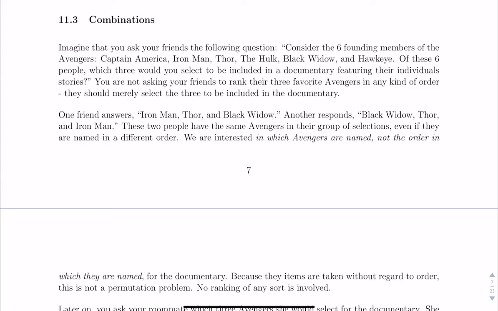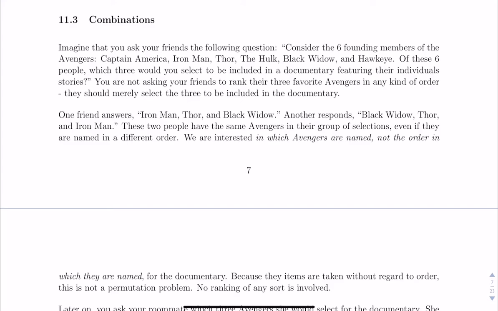11.3 is on combinations. So imagine that you ask your friends the following question. Consider the 6 founding members of the Avengers: Captain America, Iron Man, Thor, the Hulk, Black Widow, and Hawkeye. Of these 6 people, which 3 would you select to be included in a documentary featuring their individual stories?